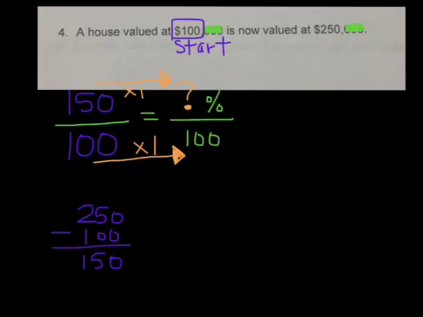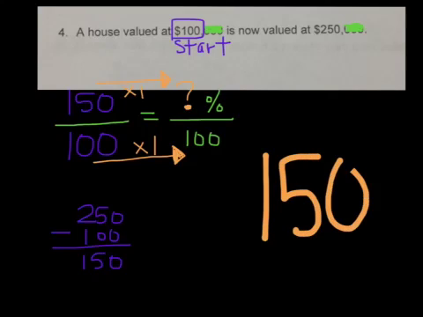So my final answer should be 150%. And it is okay to have answers over 100 because this house more than doubled in its value. So the answer to number 4 is 150%. Let's check out number 6.